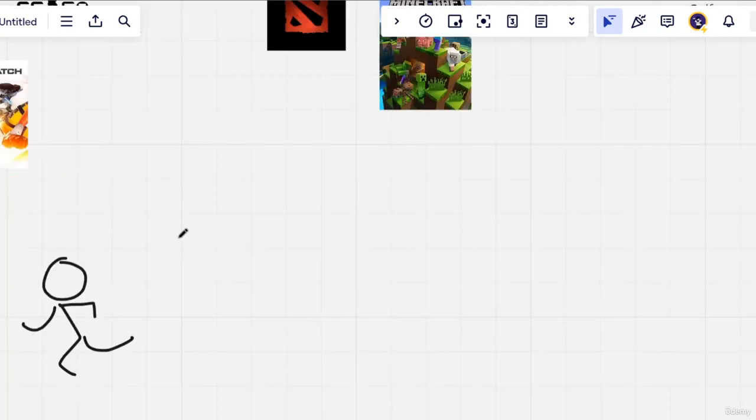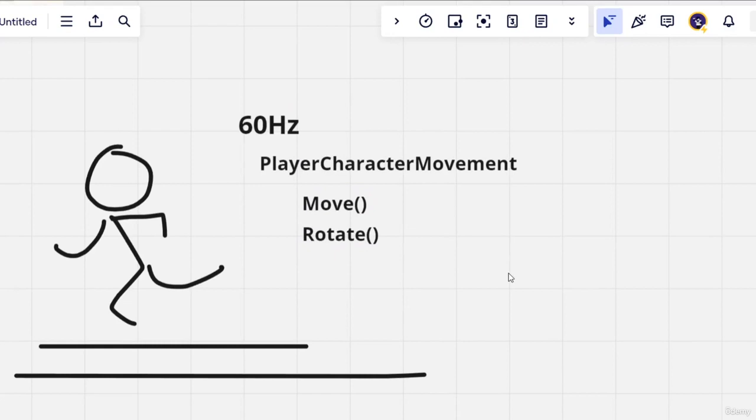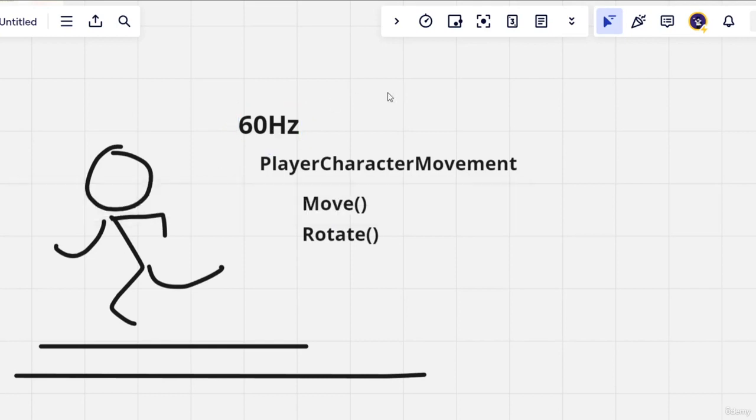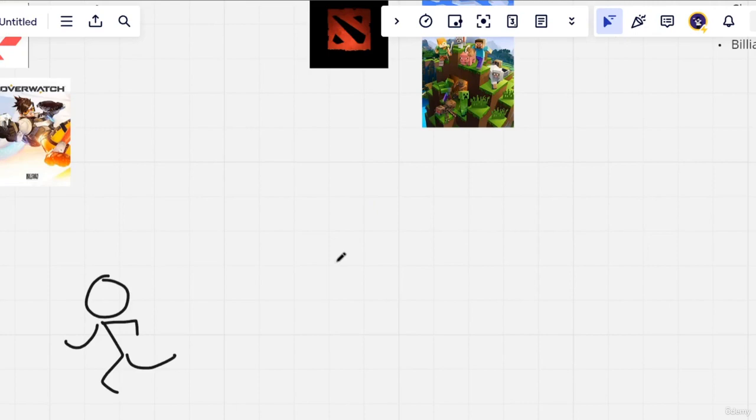Let's talk about tick rates much more deeply. Imagine tick rates as fixed update in Unity, where the default is 50 Hz. Now tick rate is much similar, and it also runs on fixed update. Now let's take a look at a case here. We have the player character movement attached on this player. Now let's imagine our tick rate is 60 Hz. Because our tick rate is 60 Hz, it means that we are executing 60 updates per second, and that means the move and rotate will be called 60 times in 1 second. Tick rate is not equal to send rate.